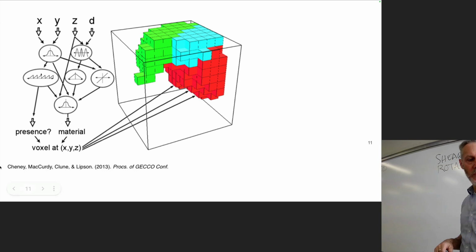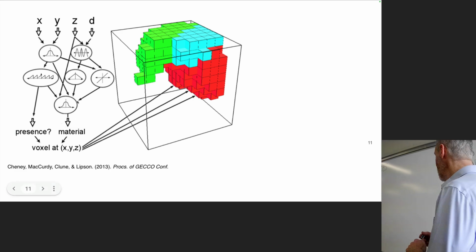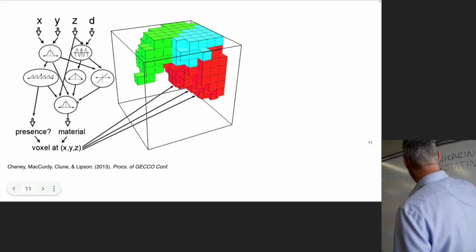How did Professor Cheney and his colleagues evolve soft robots? What did the evolutionary algorithm look like? He used HyperNEAT. If you remember HyperNEAT, we talked about this a while back.